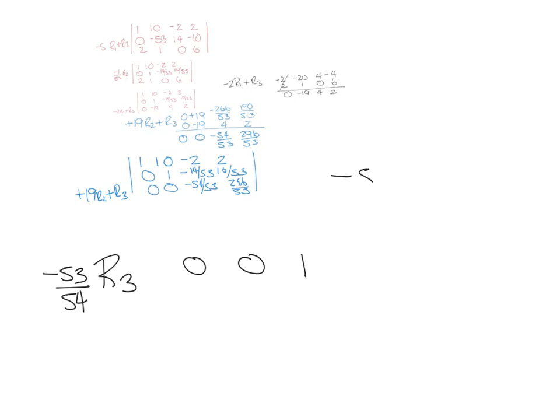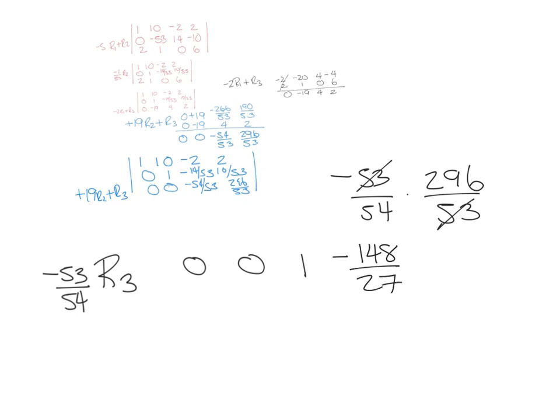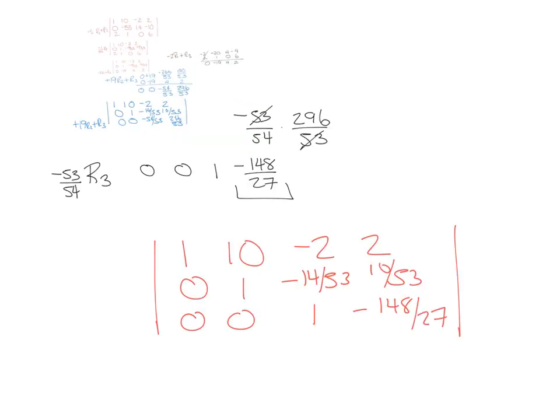And let's work this one out on the side. 53 over 54 times 296 over 53. So this cleans out nicely. And when we simplify 296 over 54, we're going to get negative 148 over 27. Okay. So now we have the solution for z. That's what z equals. Okay?